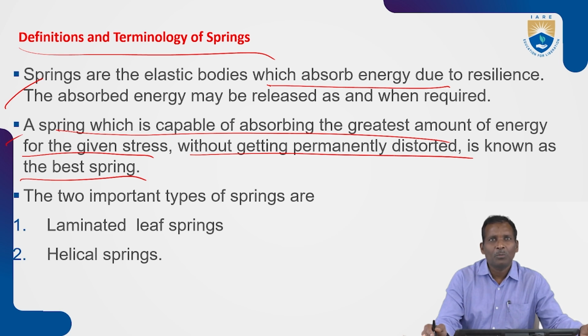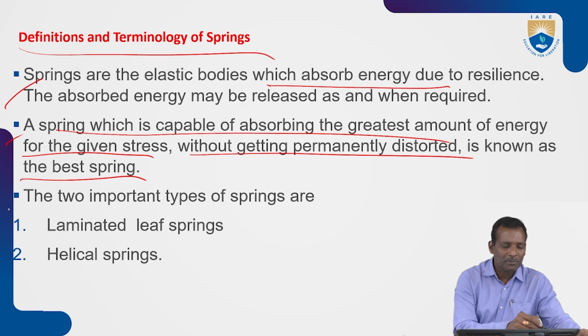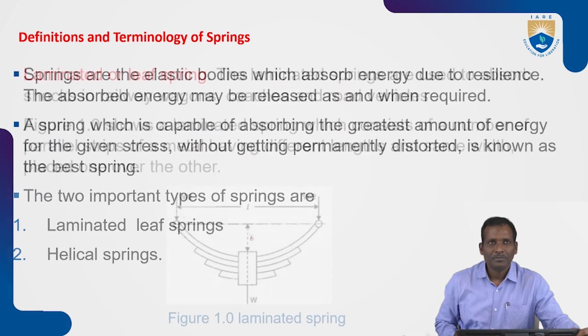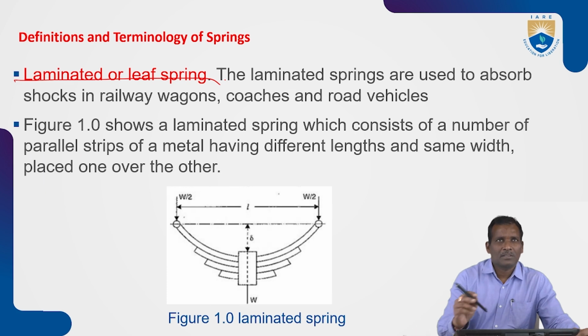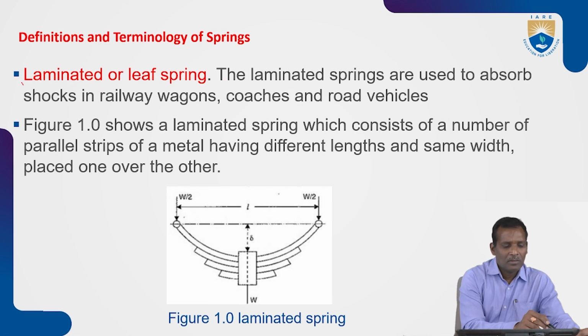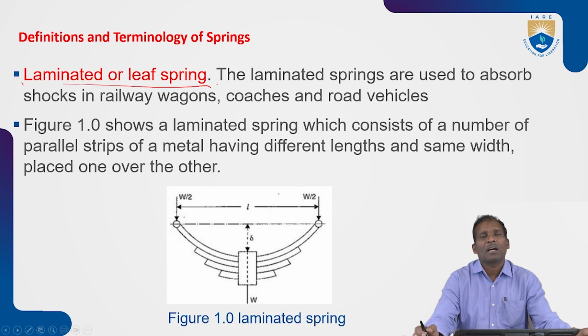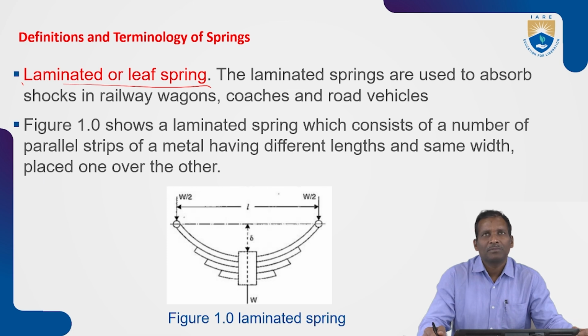So there are two important types of springs. How many types of springs are there? One is laminated leaf spring and helical spring. So define laminated spring or leaf spring. So what is this laminated spring or what is leaf spring? Both are same.